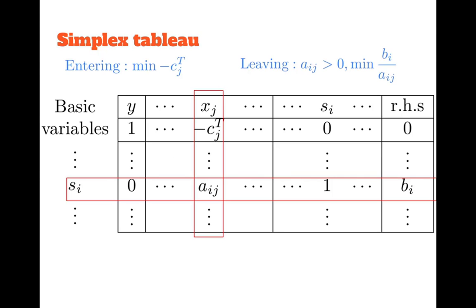After writing down the system of linear equations of constraints in a tabular form, we then select which variables are entering variables and which are leaving variables. The selection is based on the criterion that the entering variable will have the minimum value of minus cj transpose, and the leaving variable will have positive aij and minimum ratio bi to aij.